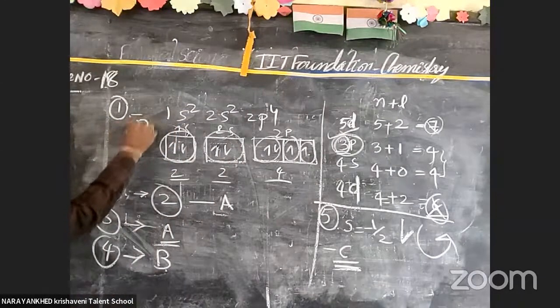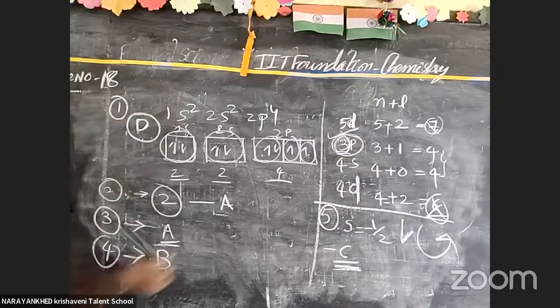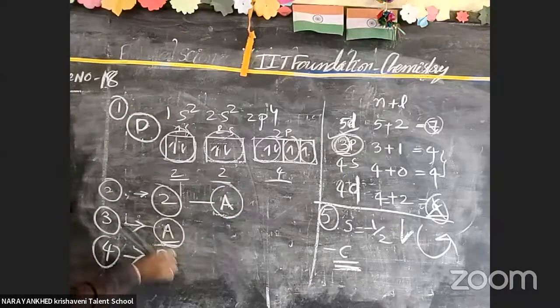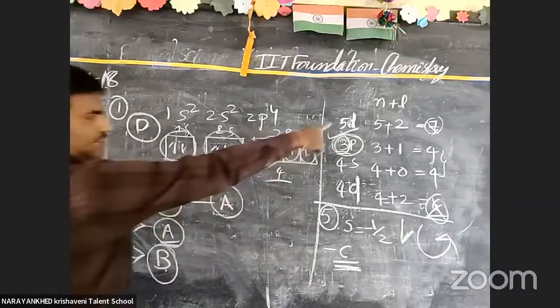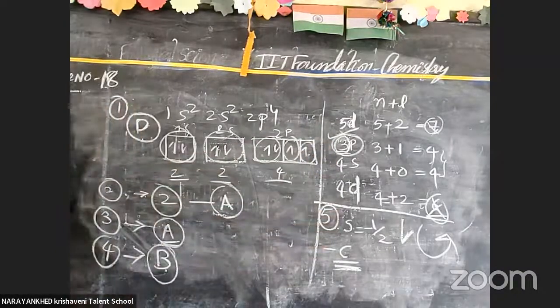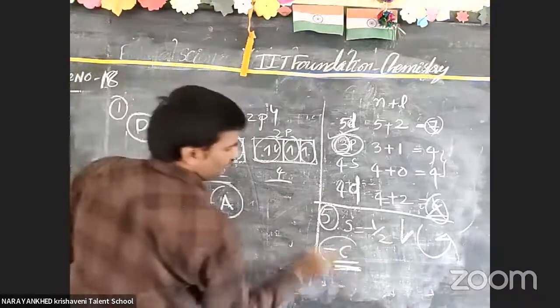Please note down all these answers. First one is D. Second one is A. Third one is A. Fourth one is B. The explanation of that one is this, and the fifth one is also C.